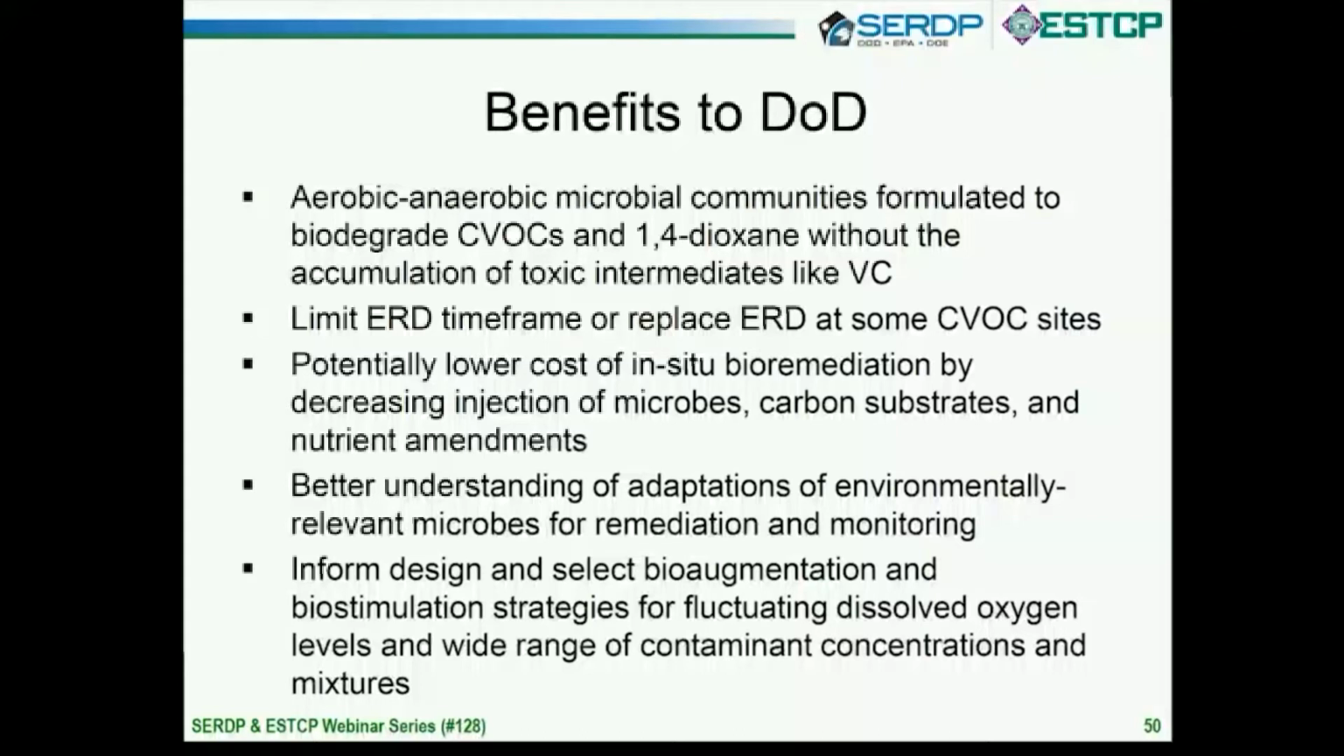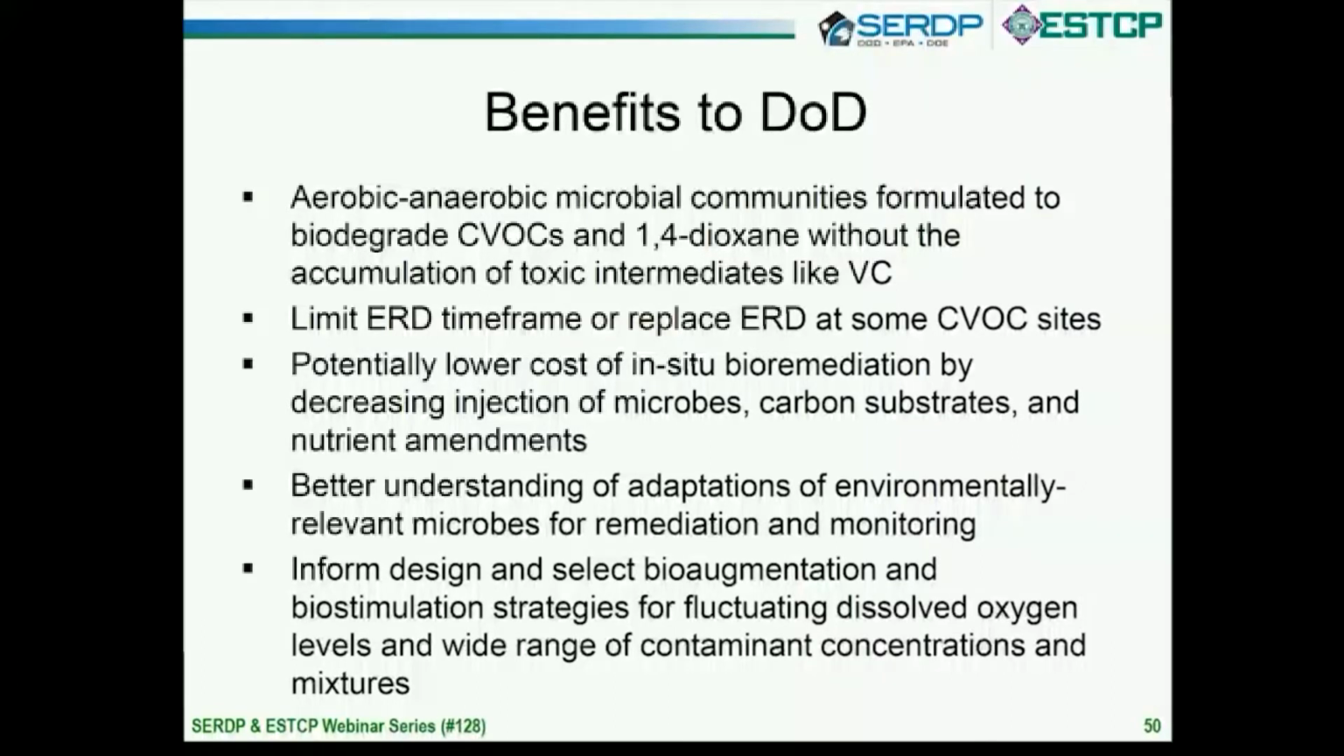And as I said, the cost might be lower than comparable physical chemical processes, of course, but also biological, because you need fewer injections of microbes. This is not a co-metabolic process. You don't need to add primary substrates like propane, and only limited nutrient and oxygen amendments are required.